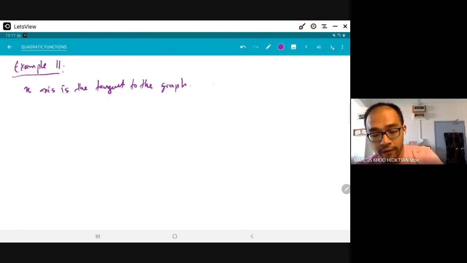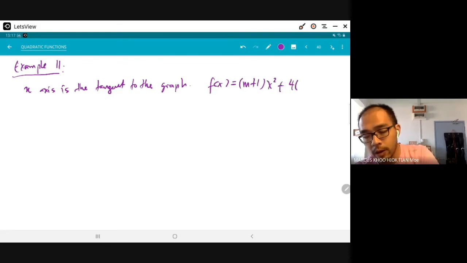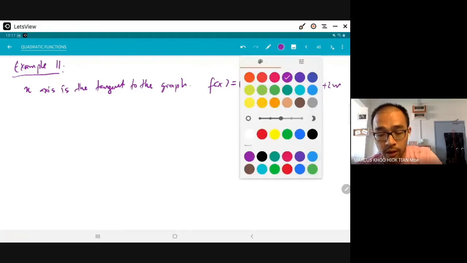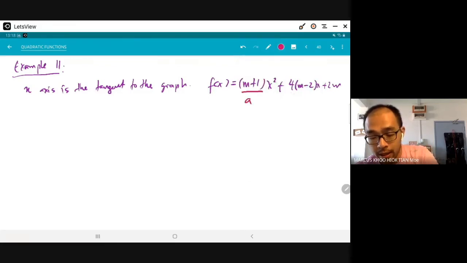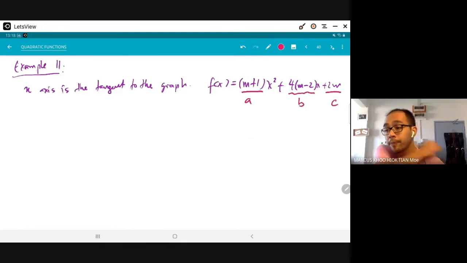Okay, tangent to the graph, and then they give you the function f(x) = (m + 1)x² + (4m − 2)x + 2m. Okay, so first of all, identify lah, this is A, this whole thing is B, and this whole thing is C. Ini yang paling penting.